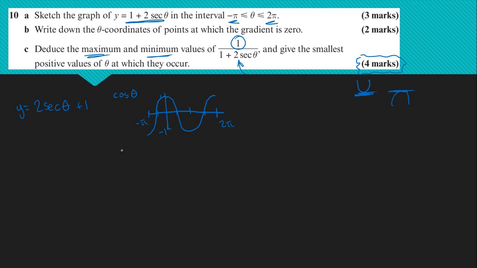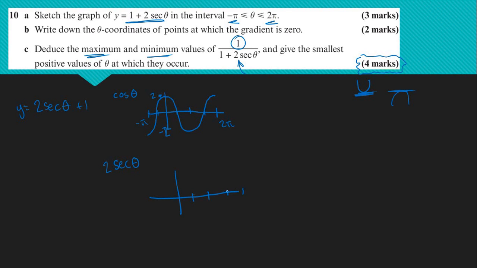Okay. Next. So if that's what cos theta looks like, let's find out what sec theta looks like. I'm going to do 2 sec theta as well. Now 2 sec theta is going to be very much the same as this, except it's going to have 2 and -2. So we will have there.